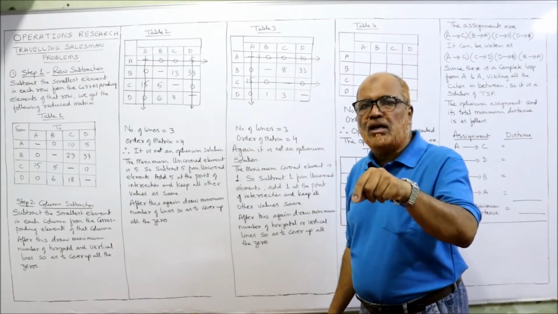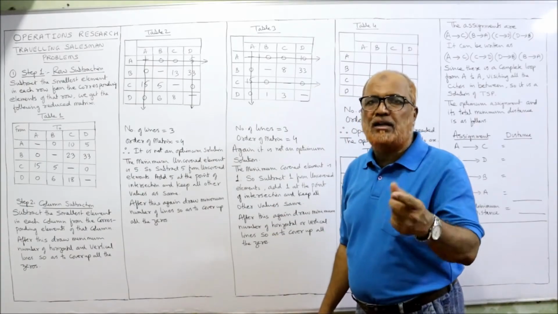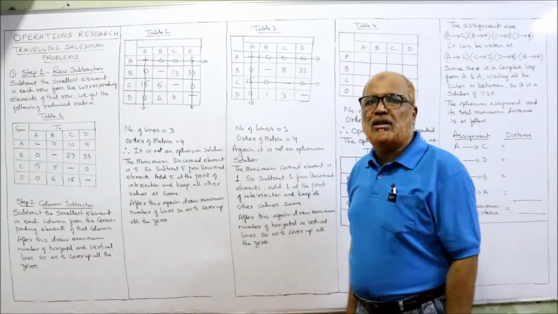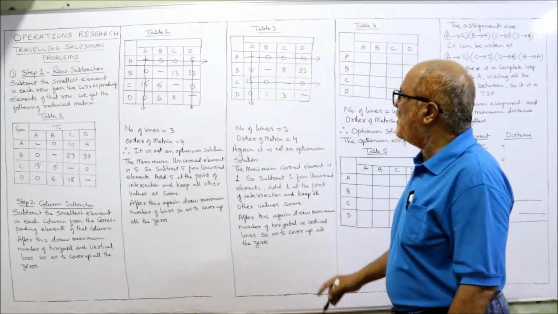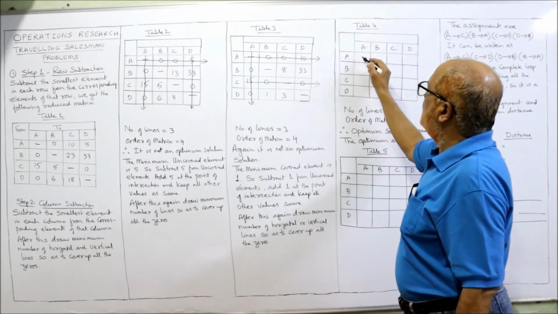Subtract 1 from uncovered elements. Add 1 at the point of intersection, keeping the other values same. After this, again drawing minimum number of lines. So here table number 4.